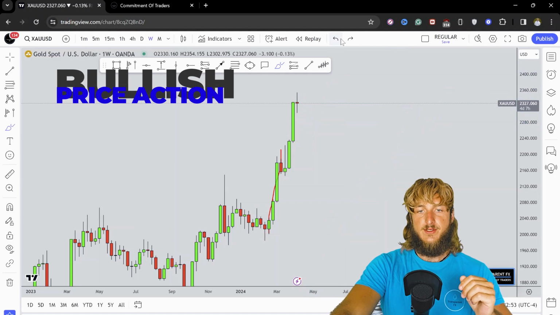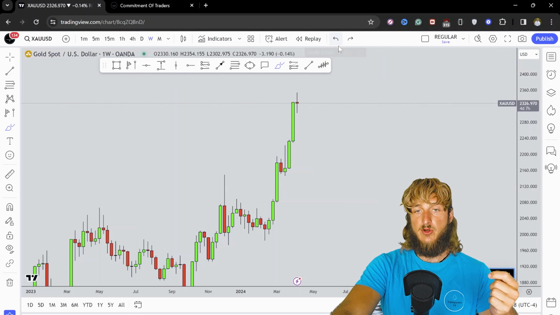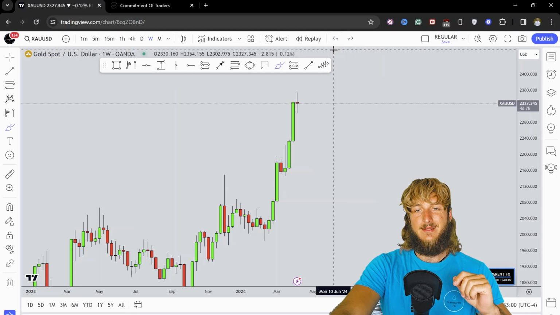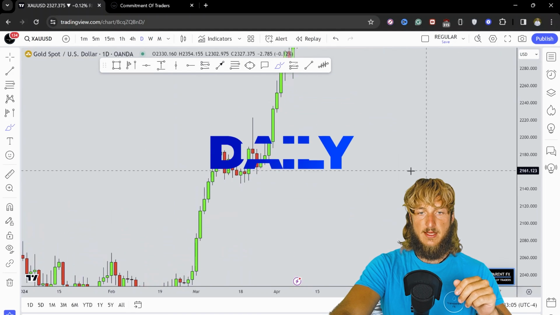So the weekly time frame seems quite bullish as well, but there is the possibility to see some short-term bearish price action before getting that continuation to the upside. Now, let's drop down on the daily time frame and see what we have.